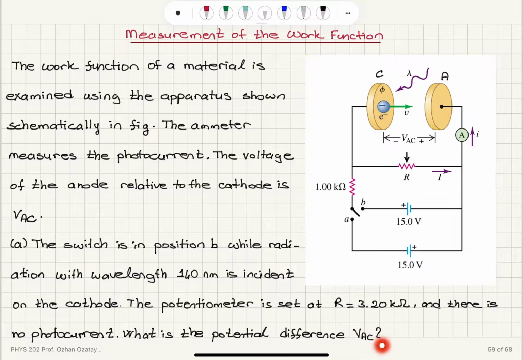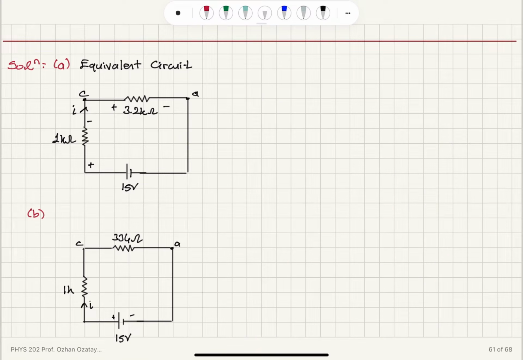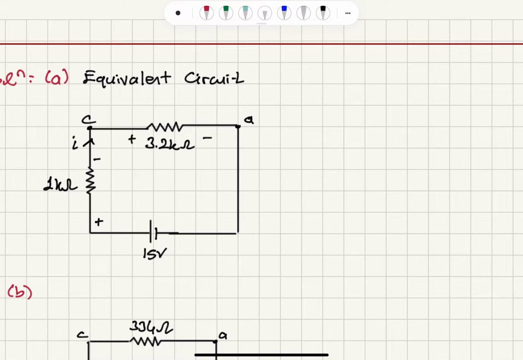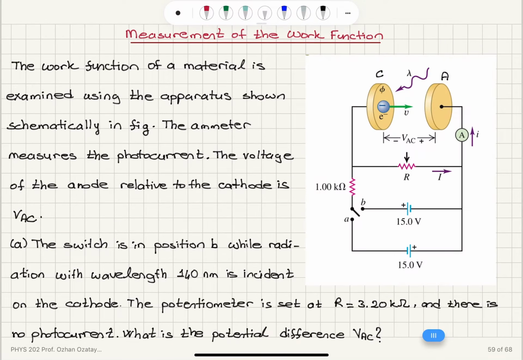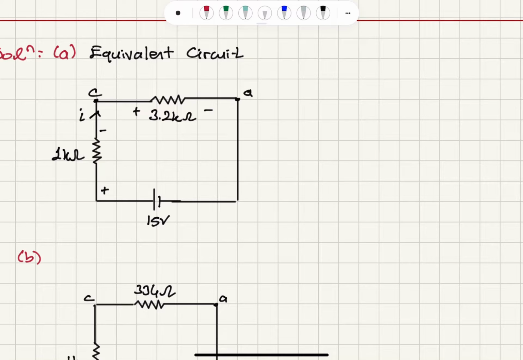What is the potential difference VAC? In the equivalent circuit here, we have 1 kilo ohm. The potentiometer was set at 3.2 kilo ohms. There is no current flowing here. So if you don't have a photocurrent flowing, that means there is no current flowing on this branch either. So we have this equivalent circuit, and this is our anode and this is our cathode terminal.